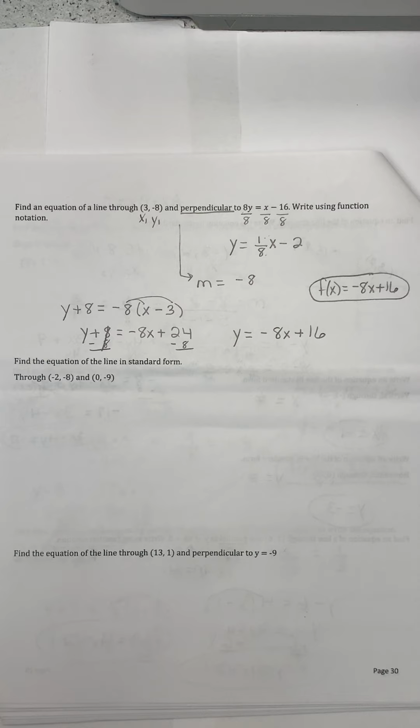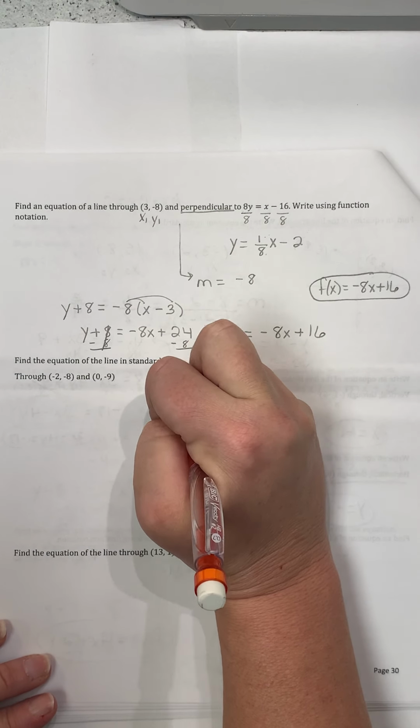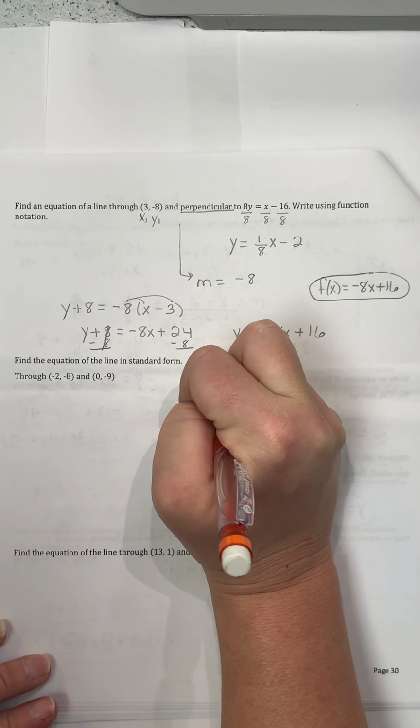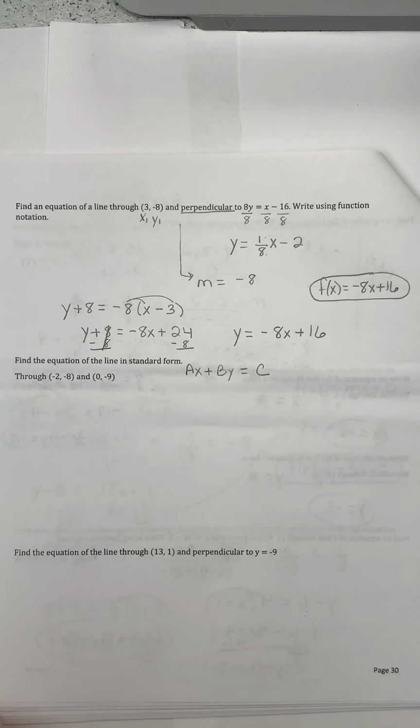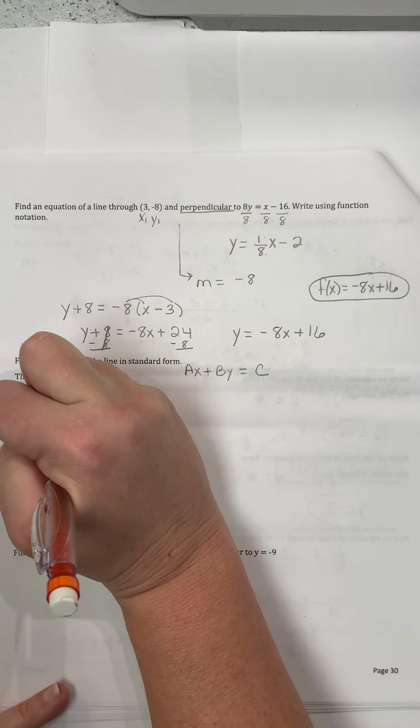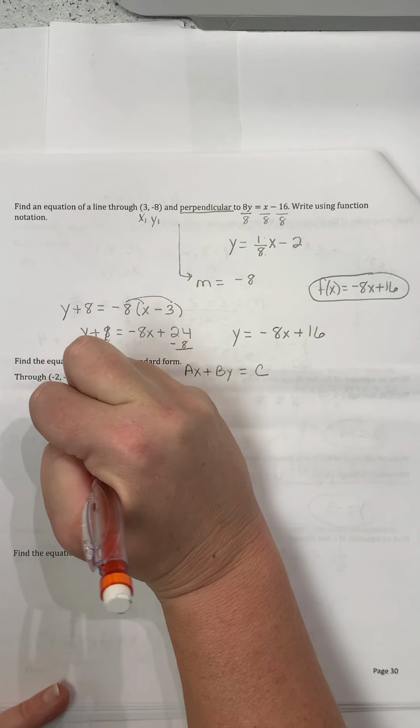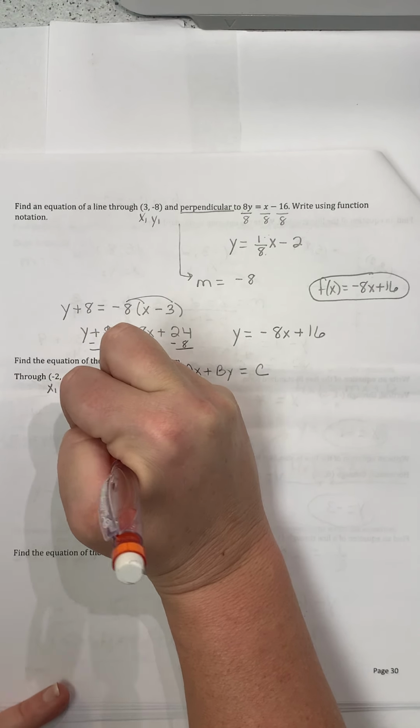Okay, so standard form, remember, is x and y on the same side and a constant on the other. We can't have any fractions and we can't have a negative first term. All right, let's see what info they give us. They give us 2 points and that's it. So here's x1, y1. Here's x2, y2.